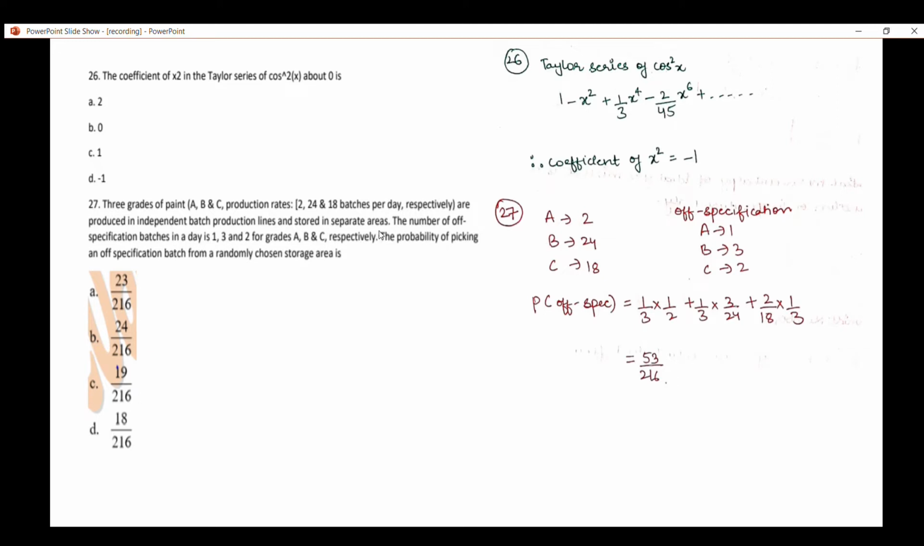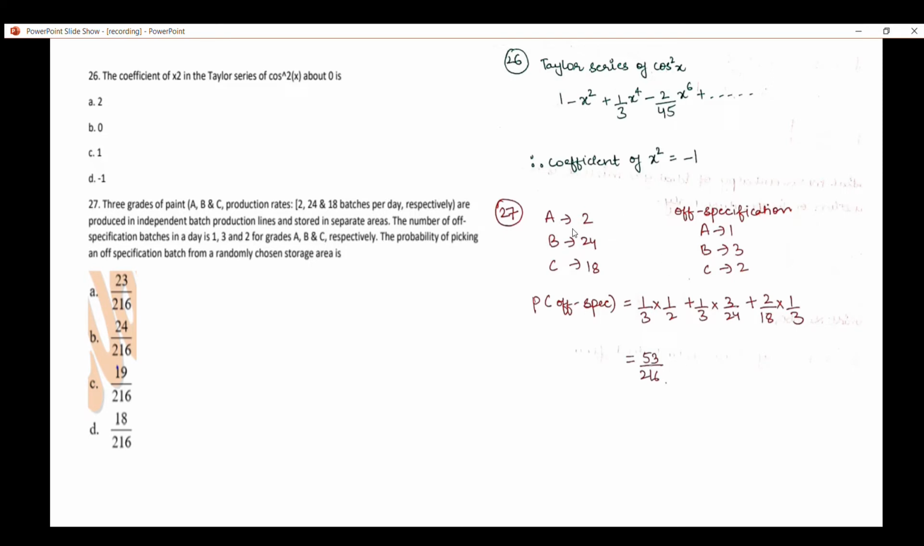We have to find out the probability of picking an off-spec batch from a randomly chosen area. So the production rate is 2 batches per day for A, 24 batches per day for B, and 18 batches per day for C. Off-spec batches for A is 1, for B is 3, and for C is 2.